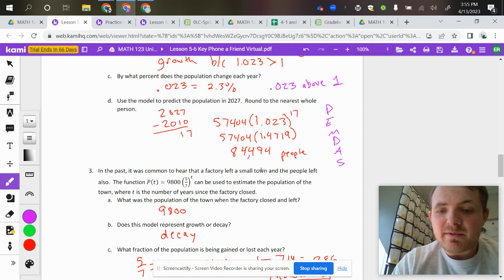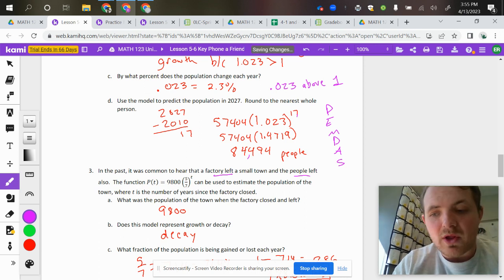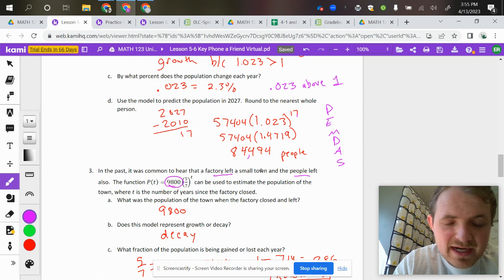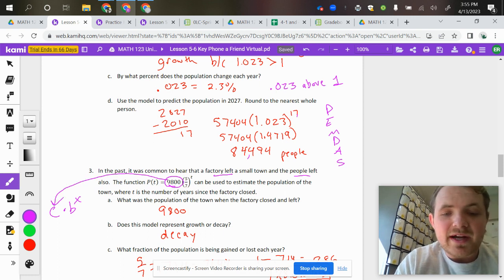Okay. The situation below is a little bit different, but it's kind of the same concept here. This factory left the small town, unfortunately, and it has this function to represent that situation. Now, it's probably going to be obvious that it's a decay here because it's saying the factory left and the people left, so the population is going to get smaller. And so, again, we want to look at that initial condition of 9,800. That's my C value, that's C times B. Okay, that 9,800 is that initial value, and so that's 9,800 people when that factory closed.